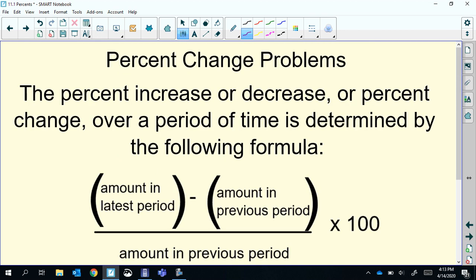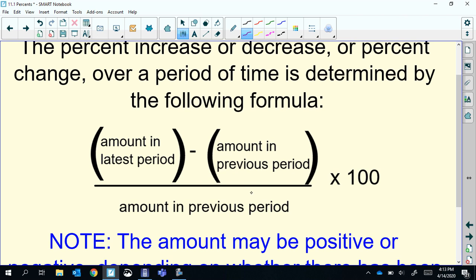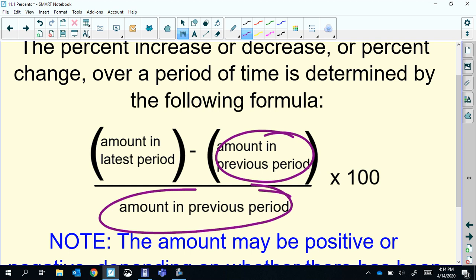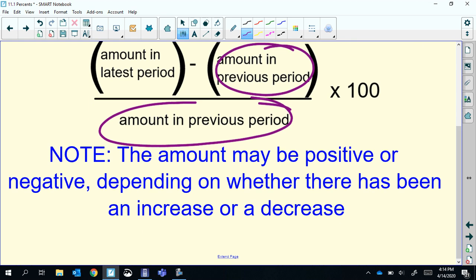So when you're looking at percent change, you look at the amount in the most recent minus the previous. So you're trying to find how much it changed by, how much it went up or down by, over the amount in the previous period. So these two numbers are the same. And then multiply by 100 to make that be a percentage. It could be positive or negative depending if it went up or down.